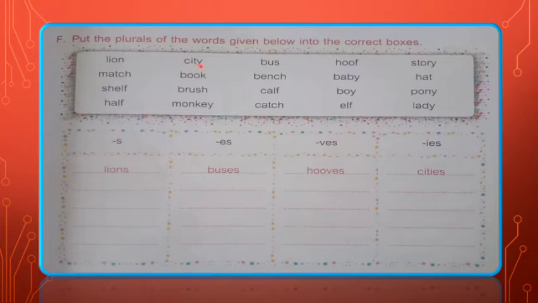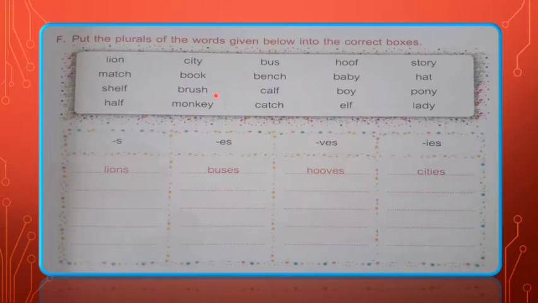City. So city, children, is already done. City ends with Y, and the letter before Y is a consonant. That's why we will remove Y, and in place of Y, we will write IES. That's why cities is written here. Now let's see the next word. Book. So children, book, singular, plural, books, adding S. So we will write here B-O-O-K-S, books.